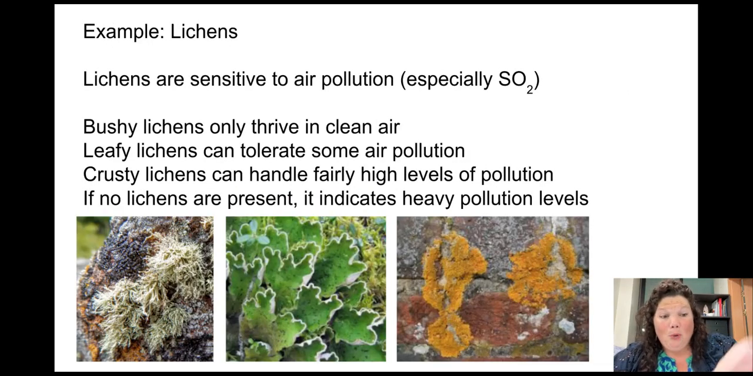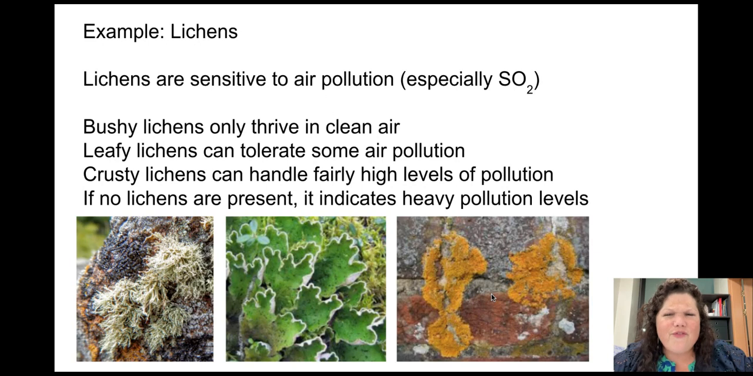A great example of an indicator species are actually lichens. I know you've seen lichens. They're all over rocks, they're all over Korea. And as I mentioned in previous videos, they're a combination of a fungus and an algae. It's a symbiotic relationship. So the two of them together are what create these here.